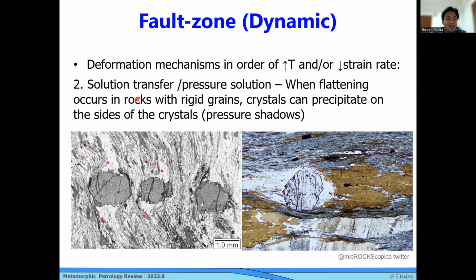So this happens when you have flattening occurring in rocks with rigid grains. The crystals can precipitate on the sides of the crystal. So we refer to this as pressure shadows. So ito, for example, you have your garnet grains, quartz along the foliation or parallel to the foliation. Since na-compress sila to the side, some of the quartz in the matrix started to dissolve and then was transferred dito sa region na to, pressure shadows, kung saan less yung stress dito sa surroundings ng ating garnet. Okay?